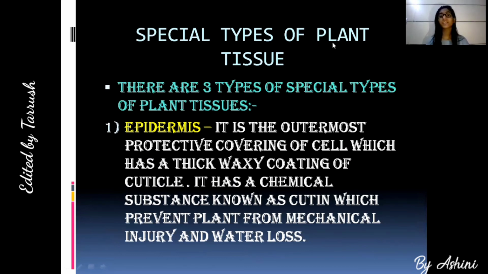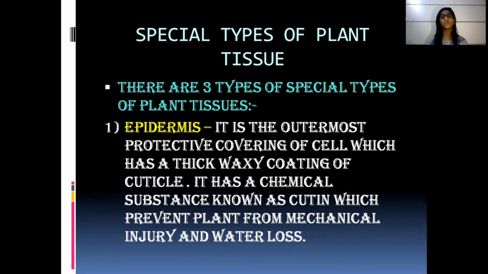Now we have some special types of tissues. There are three types of special tissues. The first is epidermis. This is the outermost protective covering which has a thick waxy coating of cuticle. It has a chemical substance known as cutin which protects the plant from mechanical injury and water loss. You can say that epidermis is present at the bark, because it is the outermost covering and it helps protect the plant from water loss and mechanical injuries too.